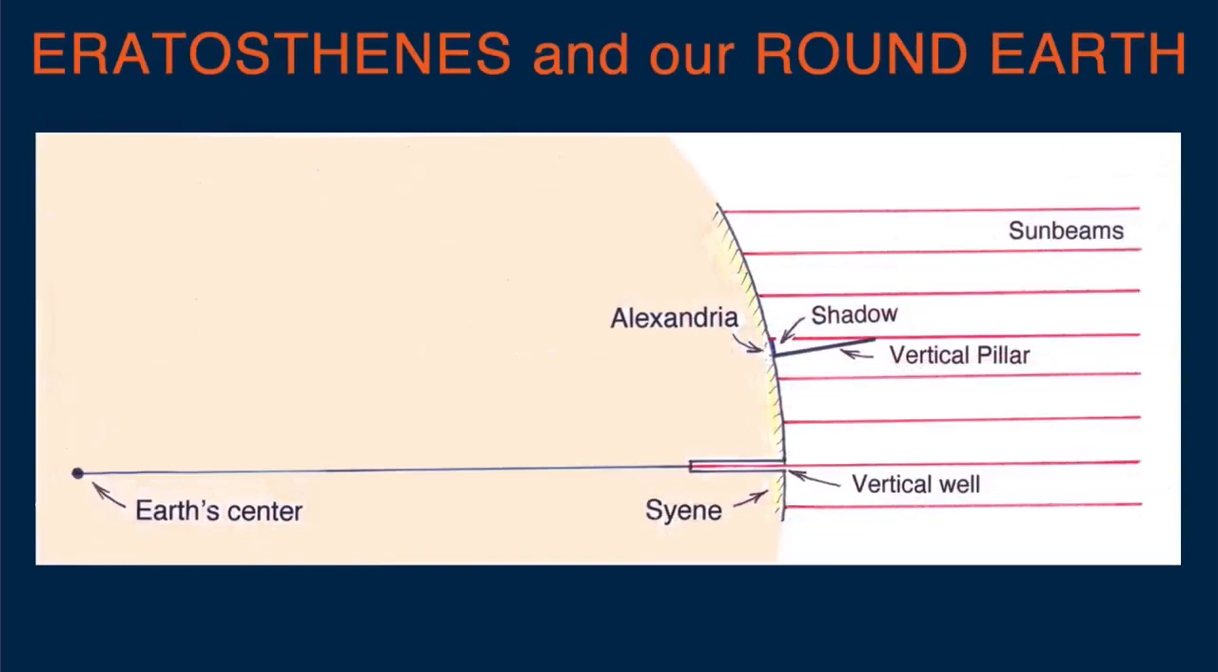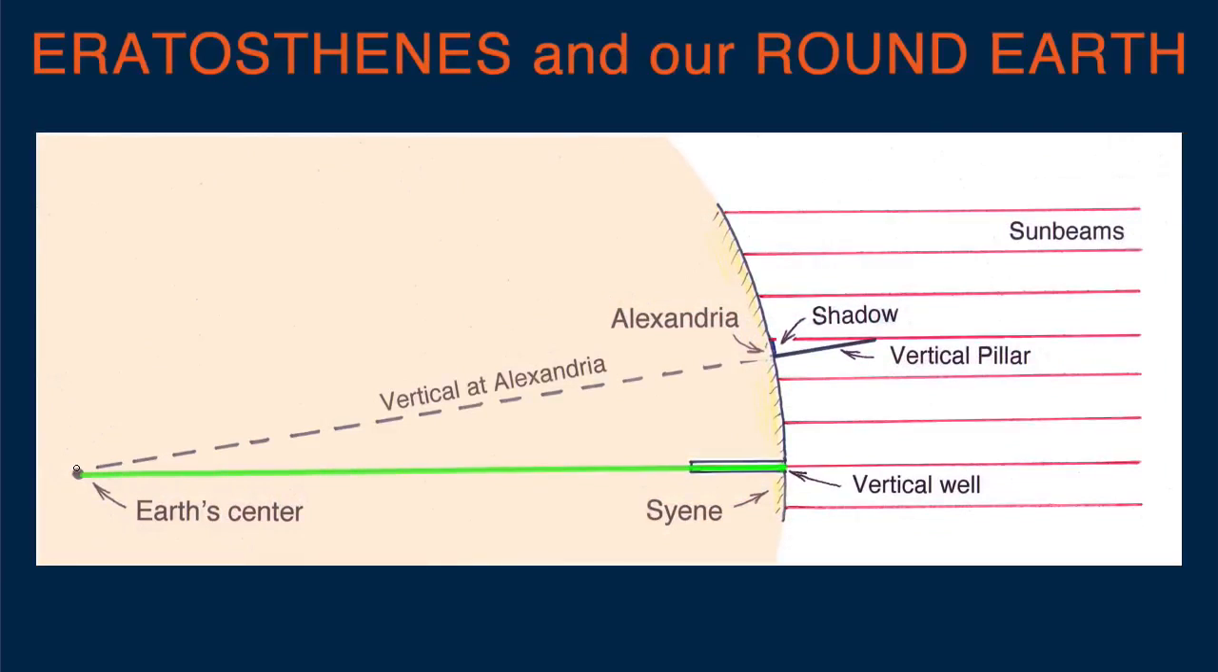He further reasoned that if a line along the vertical well in Syene were extended into Earth, it would pass through Earth's center. Likewise for a vertical line in Alexandria, or any point on the spherical Earth. Both verticals extend to the center of Earth. And get this, these lines to Earth's center form the same 7.2-degree angle that the sun's rays make with the pillar at Alexandria. The distance between Syene and Alexandria, quite flat and frequently traveled, was measured by surveyors to be about 5,000 stadia, 800 kilometers in today's measurements.